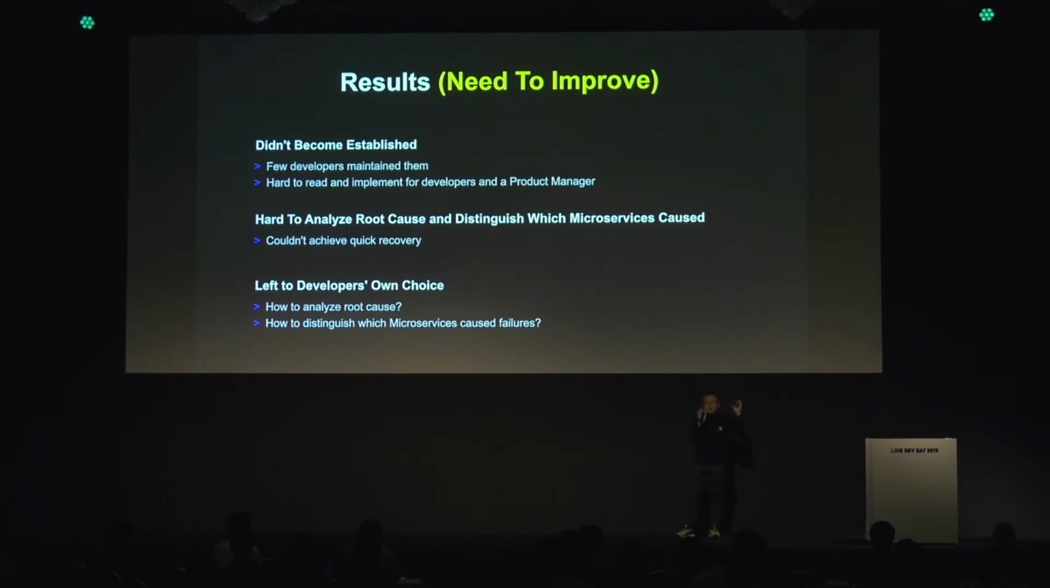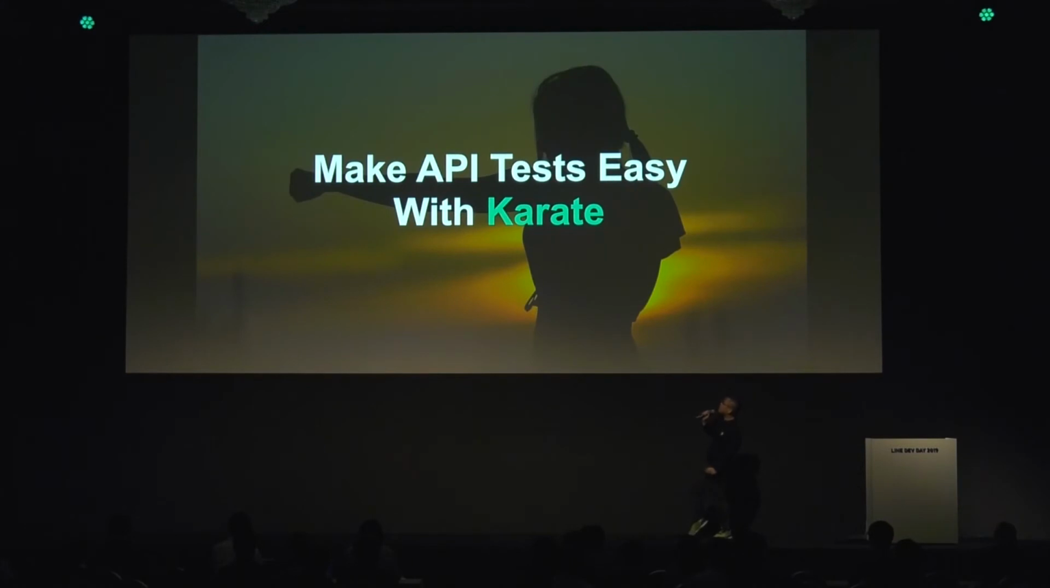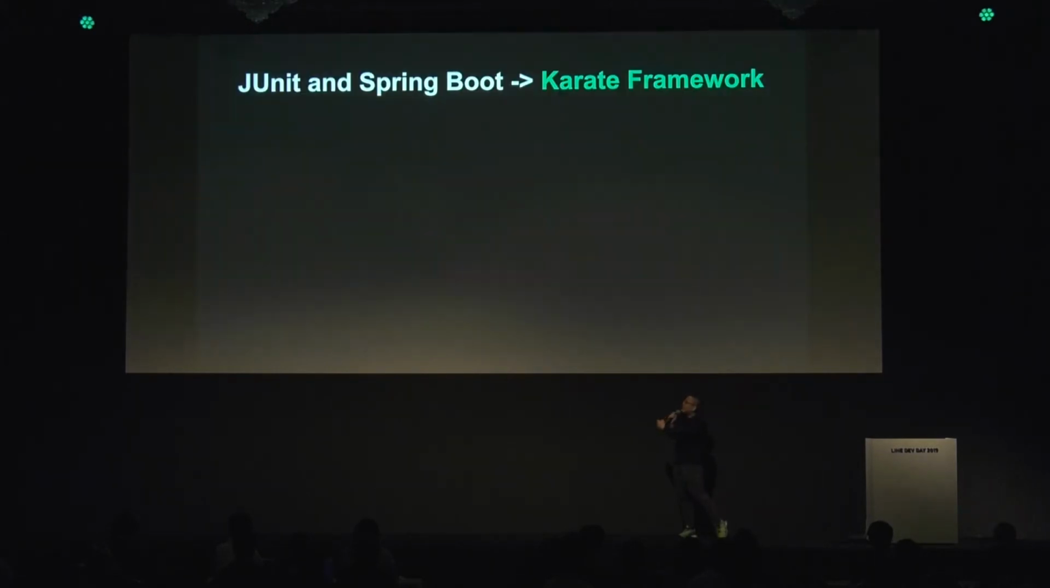So a lesson learned is that even if you provide them just the mechanism, the product development team would not take the action. So we need improvement. So what we did is, using Karate, we simplified API test. So here is Karate finally. And I'm sure people would ask what Karate is. So let me explain what it is.